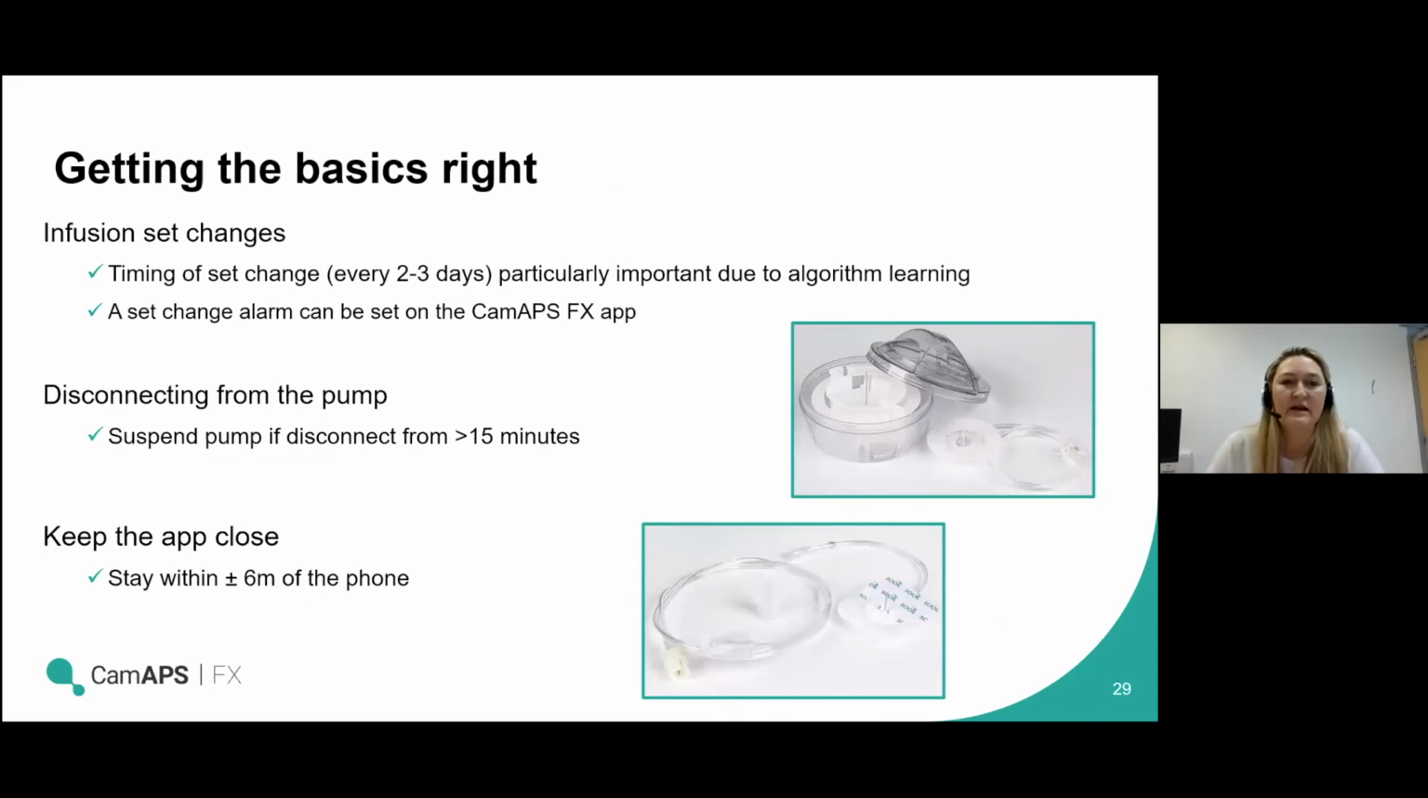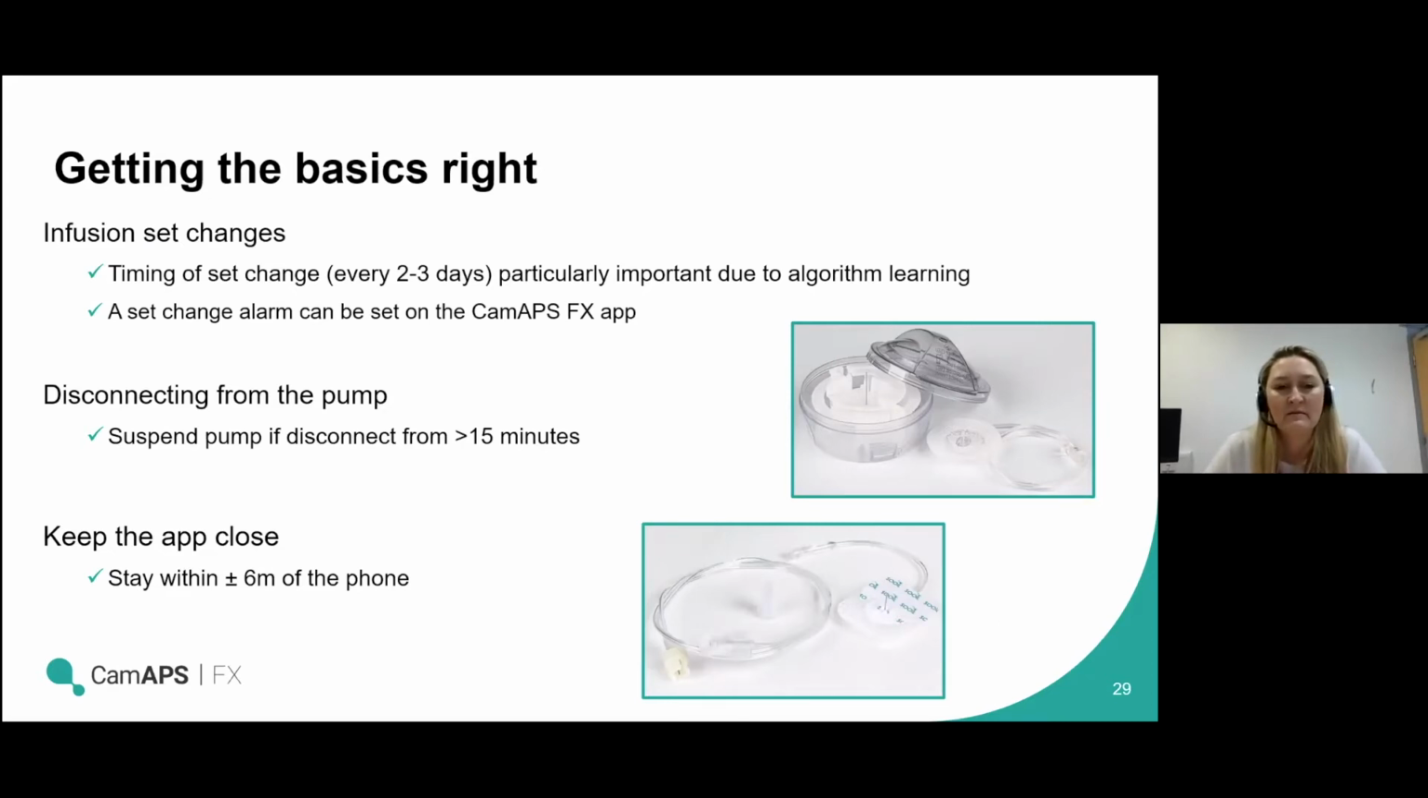And then one of the other really important things, again, it's just basics of pump therapy. Infusion set changes: making sure sets are changed every 2 to 3 days, probably towards the end of pregnancy more like 2 days is needed. And it's really important for the learning of the algorithm. So if you've got poor absorption on the 3rd day, then that's obviously going to affect how it's learning as it goes on. So it's definitely better to make sure.